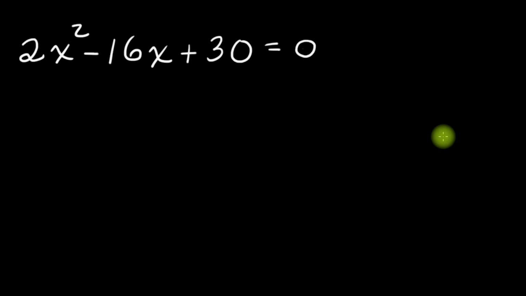So in this lesson, I'm going to show you how to factor quadratic equations by completing the square. I have a procedure that I'm going to go through step by step to show you how to do it. So let's take a look at this one right here. This is a quadratic equation given: 2x squared minus 16x plus 30 equals 0. And we're solving for x.